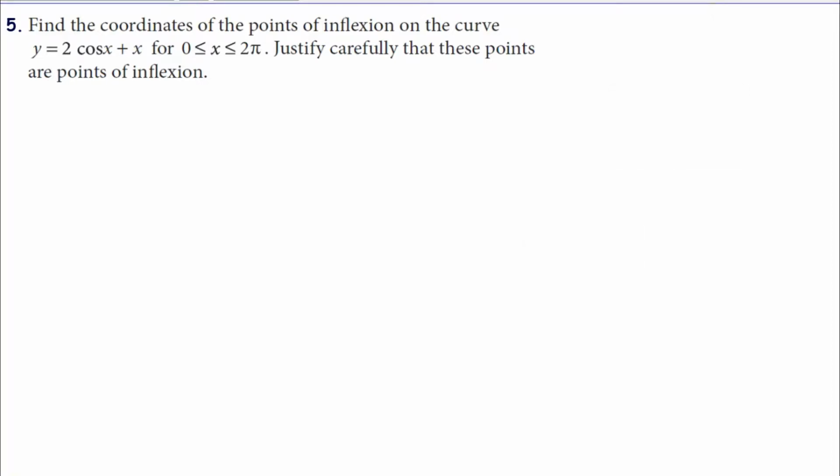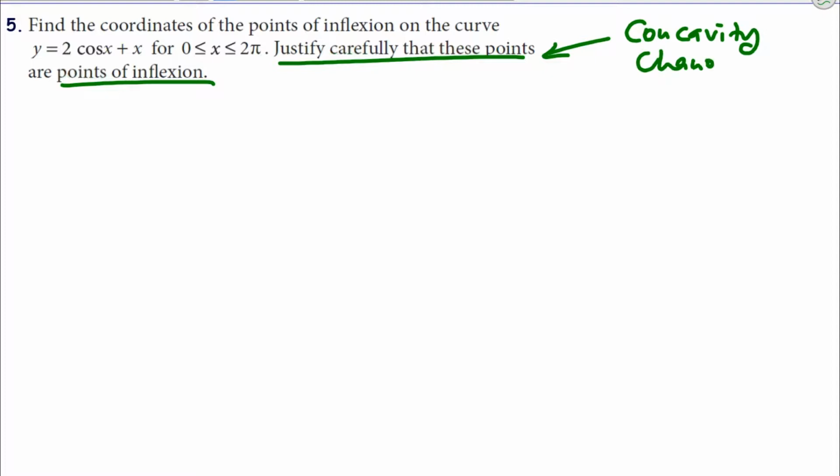In this question, we are required to find the coordinates of the points of inflection on this curve and justify that these points are points of inflection. Of course, we justify by checking that the concavity changes. So we need to check for that. If concavity changes, then there will be points of inflection.